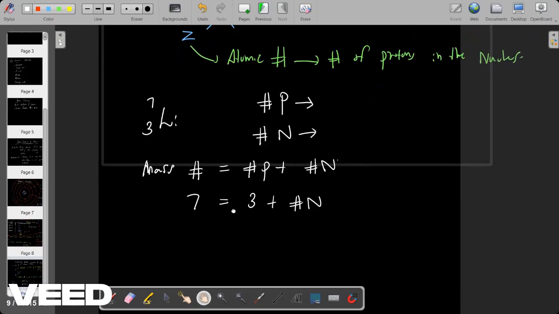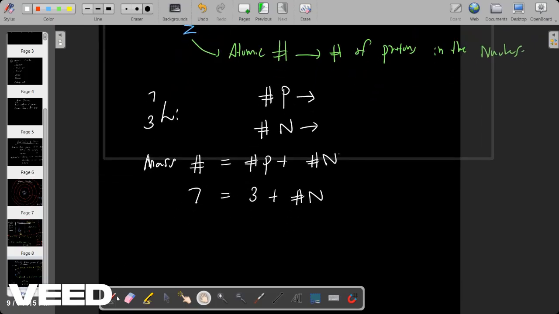So you subtract 3 from here, and what are you getting? 7 minus 3 is the number of neutrons. The number of neutrons is 7 minus 3, which is 4.